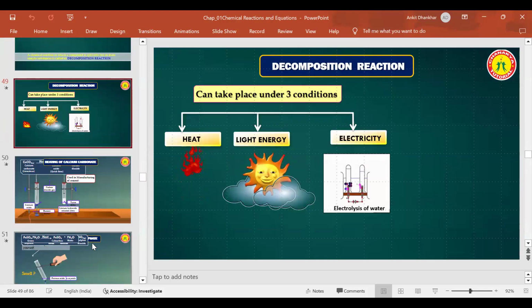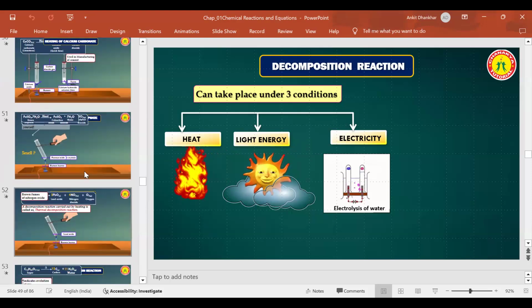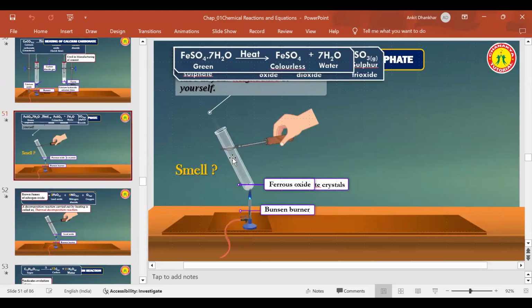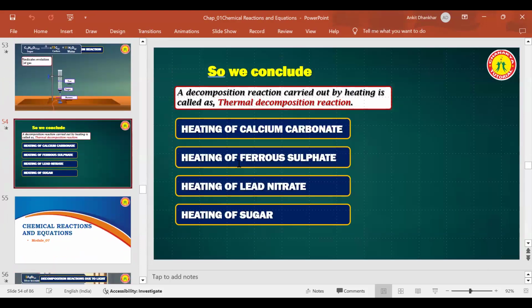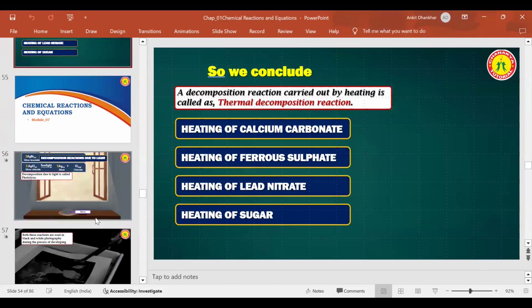It can happen under three conditions, that is heat, light and electricity. Under heat it was called thermal decomposition reaction. Under light it was called photolysis. Under electricity it was called electrolysis. Then we saw some examples, that is thermal decomposition of calcium carbonate, ferrous sulfate, lead nitrate, or sugar. These were all examples of thermal decomposition reaction.